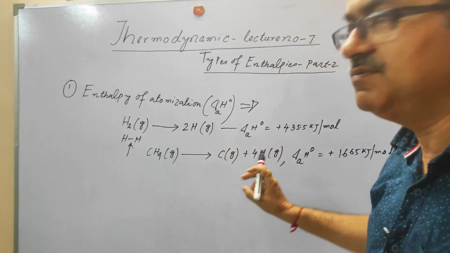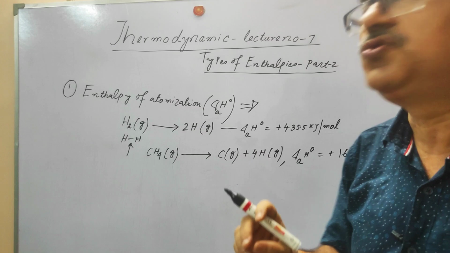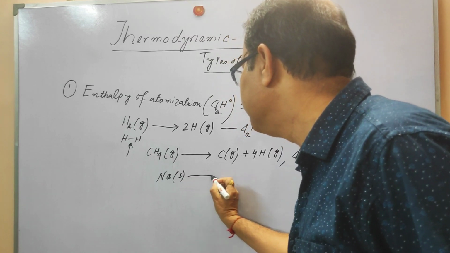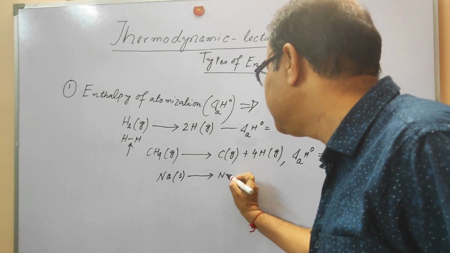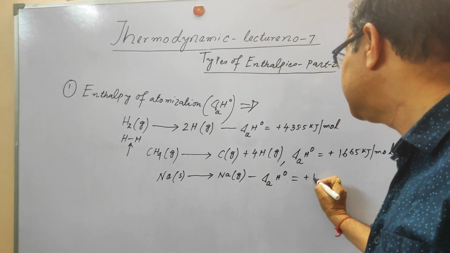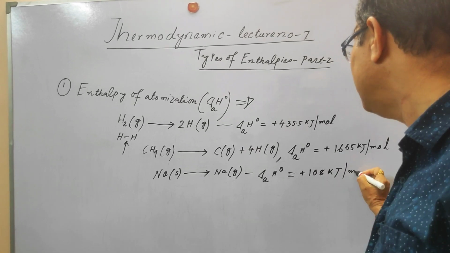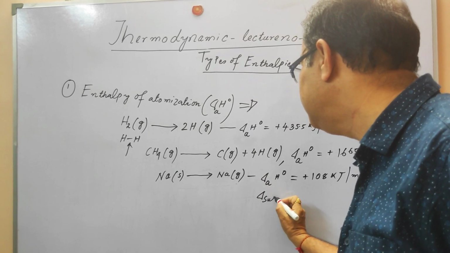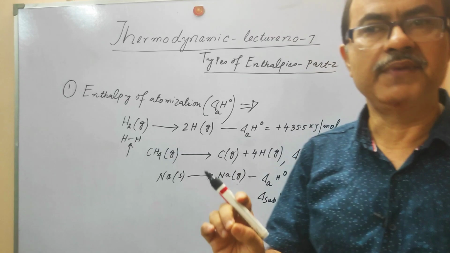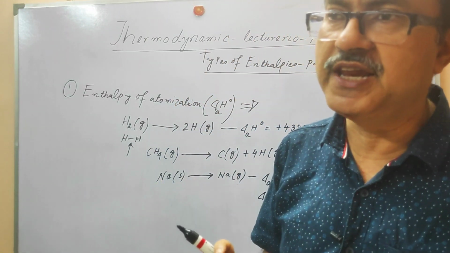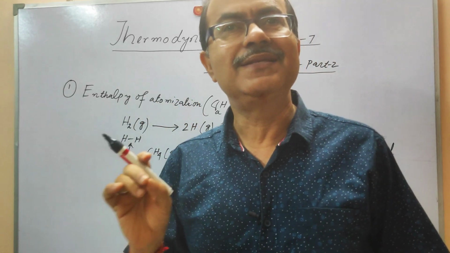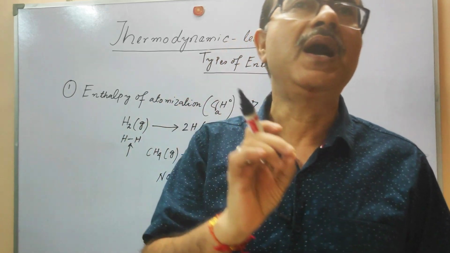Here also, methane gas has been converted into its atomic constituents, carbon and hydrogen. Another example is sodium. Sodium in the solid state, when converted into gaseous atoms, also involves an enthalpy of atomization, and in this case the energy required is 108 kilojoules per mole. It is also called the enthalpy of sublimation. So now we understand what we mean by the enthalpy of atomization: the energy required, or the enthalpy change accompanying the atomization reaction, such as from hydrogen gas to hydrogen atoms.